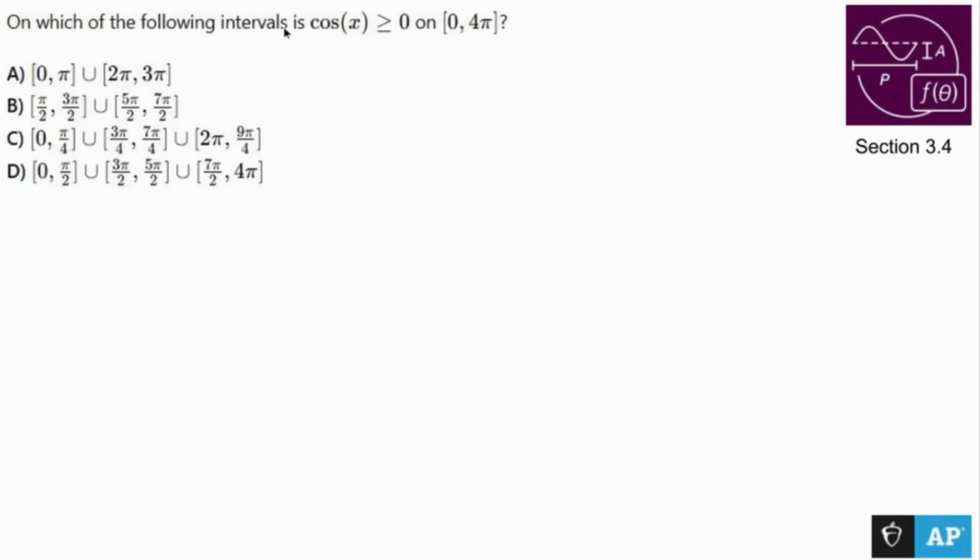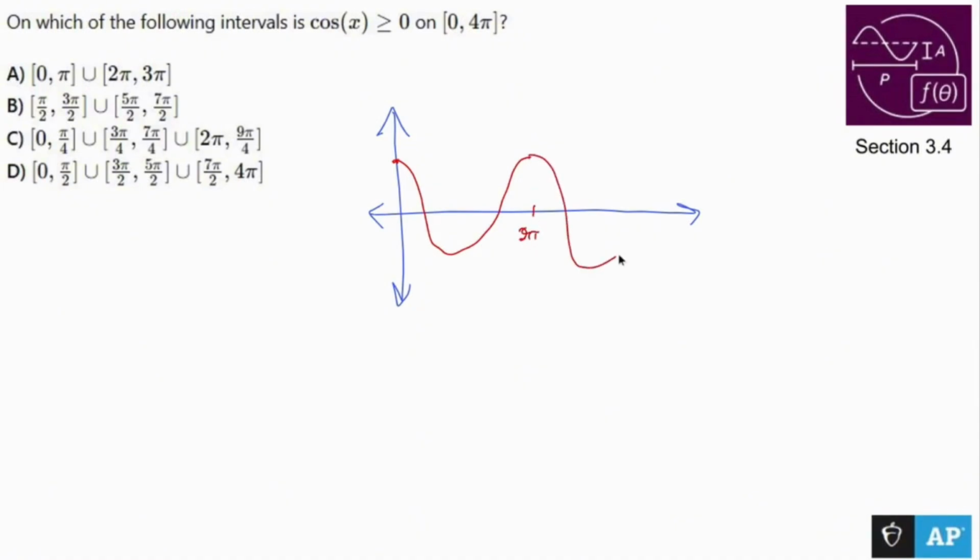On which of the following intervals is cosine x greater than or equal to 0 on the interval 0 to 4 pi? All right, well, let's graph cosine on that interval. Remember, cosine starts up here at 1 and then repeats every 2 pi. So let's draw this out, it repeats at 2 pi, and then again at 4 pi.